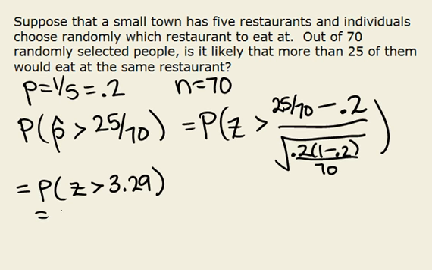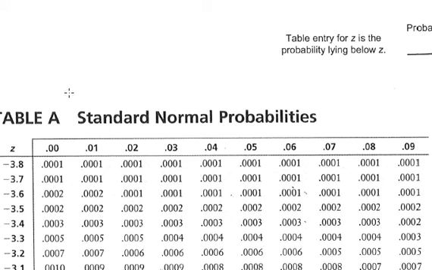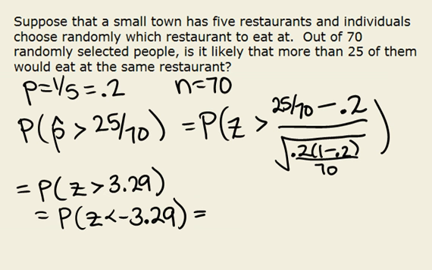We can get this from our table by doing z less than the negative of our value. So when we go to our table, we will look for negative 3.29. And what we find is a probability of 0.0005. So this is a very low probability.